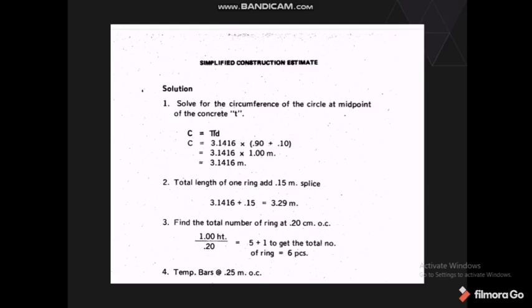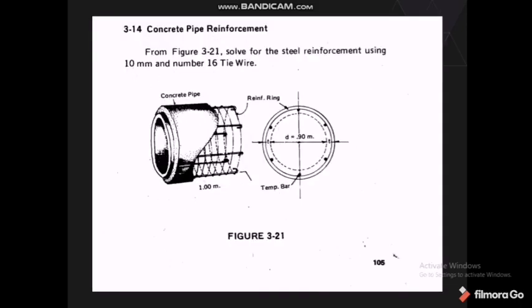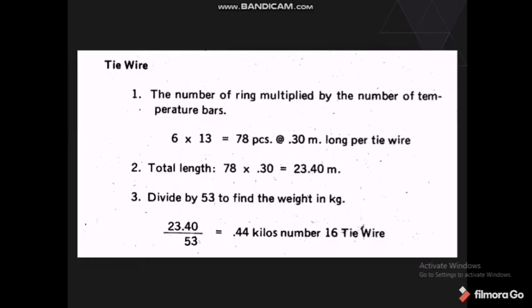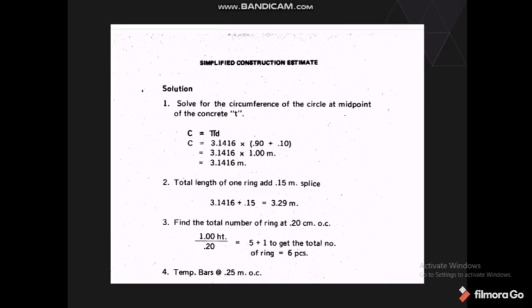Total length of one ring is 0.15 meters plus 3.1416 plus 0.15 equals 3.29 meters. And for the third one, find the total number of rings at 20 centimeters OC. One height over 0.20 equals 5, plus 1 to get the total number, equals 6 pieces. Then for the fourth one, temperature bars at 0.25 meter OC. The temperature bars are equal to 3.1416 over 0.25 equals 12.56, that is 13 pieces at 1.00.